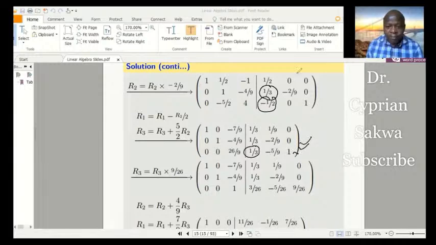Now, the next thing: we have a 1 in this position, and we require a 1 in this position. So how do we get a 1 in this position? By multiplying row 3 by 9 over 26, the entire row 3 by 9 over 26. This will be 1. This will give us 3 over 26. This will give us negative 5 over 26. And this will give us 9 over 26.